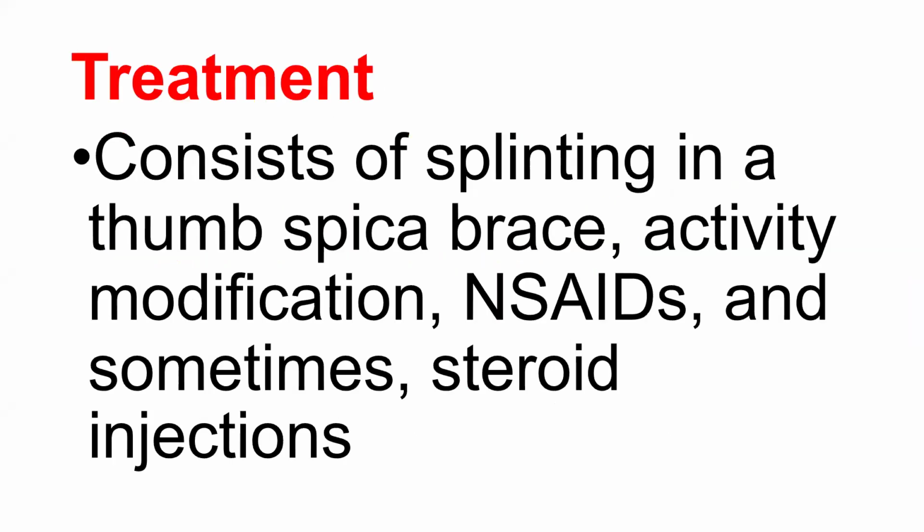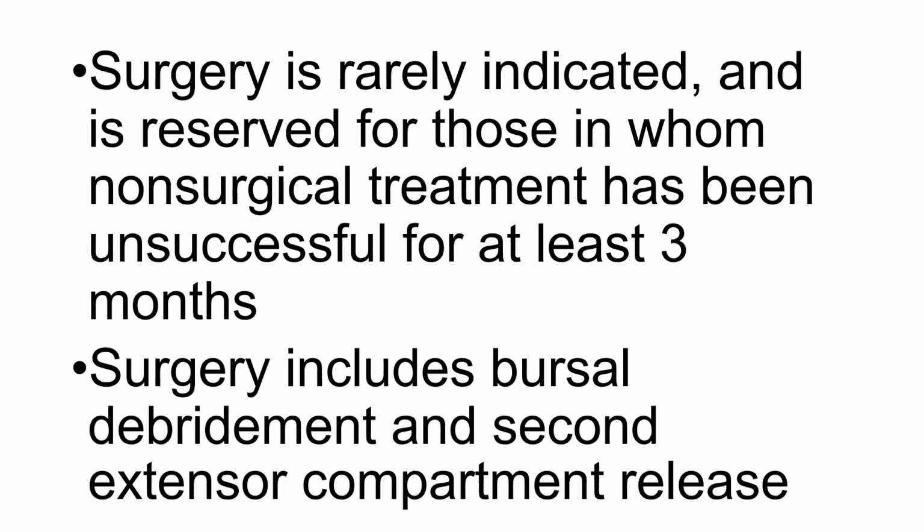The treatment consists of splinting in a thumb spica brace, activity modification, non-steroidal anti-inflammatory drugs, and sometimes steroid injections, but not into the tendon, around the tendon. Surgery is rarely indicated and is reserved for those in whom non-surgical treatment has been unsuccessful for at least 3 months. Surgery includes bursal debridement and second extensor compartment release.